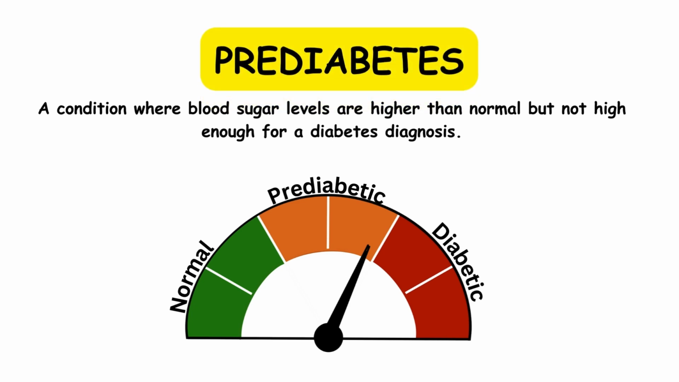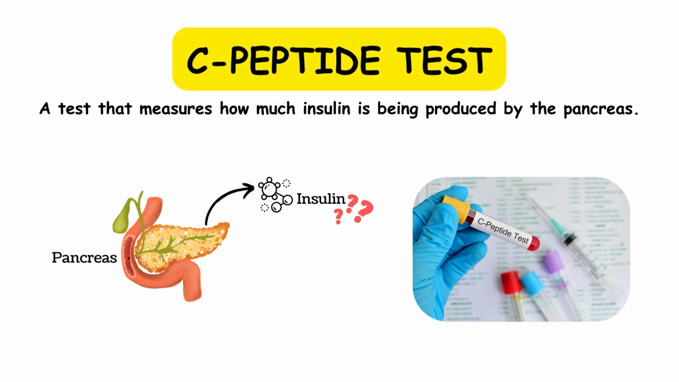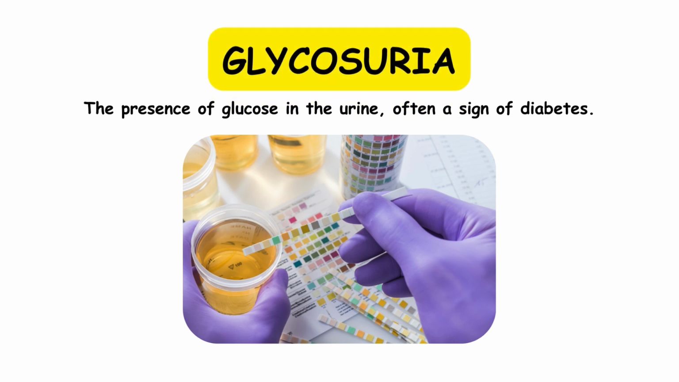Prediabetes. A condition where blood sugar levels are higher than normal but not high enough for a diabetes diagnosis. C-peptide test. A test that measures how much insulin is being produced by the pancreas. Glycosuria. The presence of glucose in the urine, often a sign of diabetes.